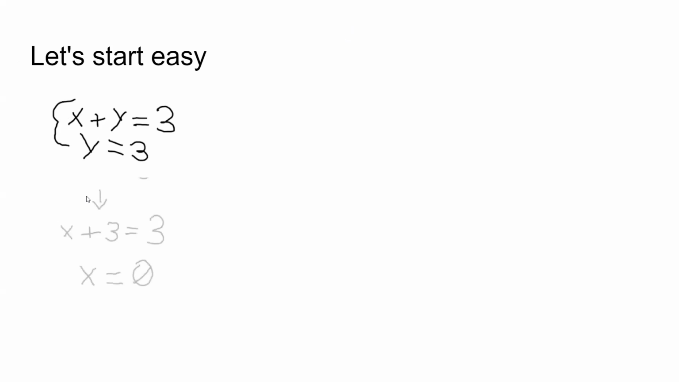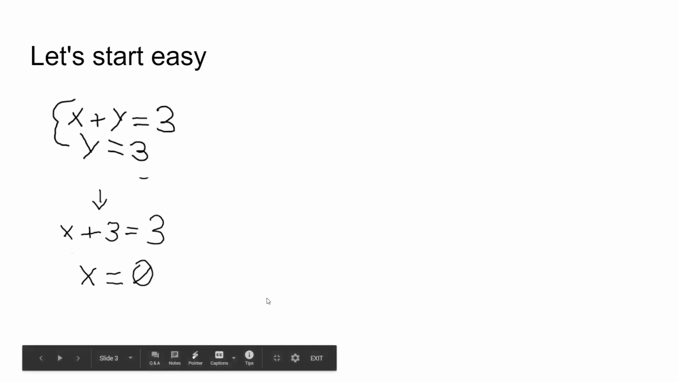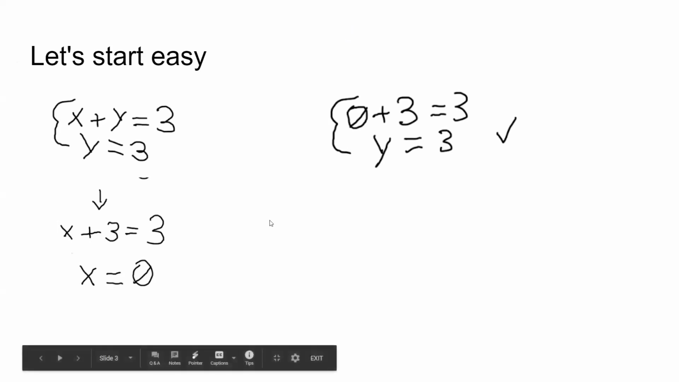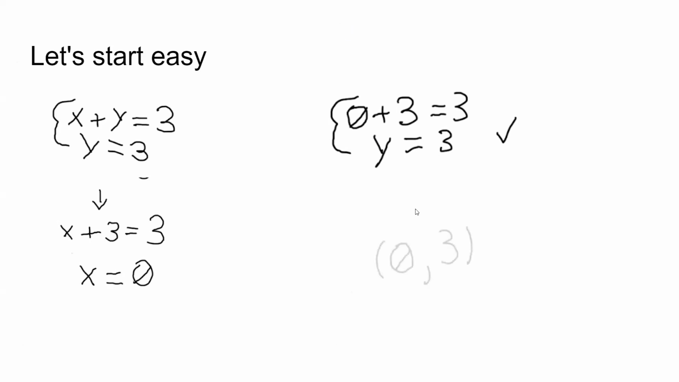Now we're going to start with a super easy example: x plus y equals 3 and y equals 3. We take the first equation and rewrite it as x plus 3 equals 3, because we plug the y from the second equation into the first. Then we see that x equals 0. Now we check it: 0 plus 3 equals 3 and y equals 3. Since both are true, x equals 0 and y equals 3.